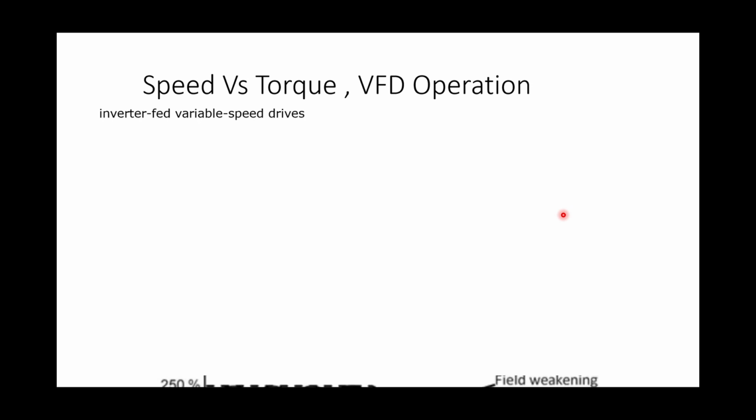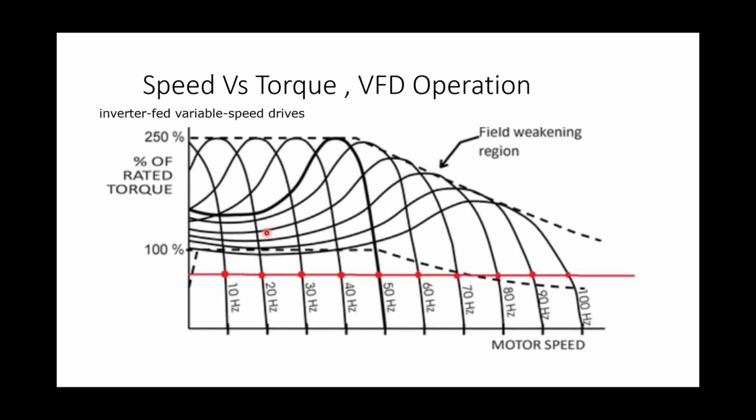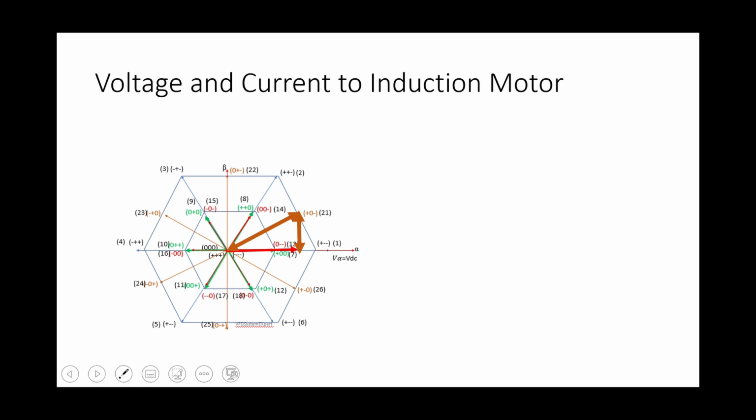So here we control the voltage and current of the machine in such a way that we can reach the maximum torque at different frequencies. You see the torque against the speed; the curve is quite different from what we have seen with the direct-on-line machine. So this is the voltage and current of the induction machine, and this is the output of the drive, which we have seen in the last video.